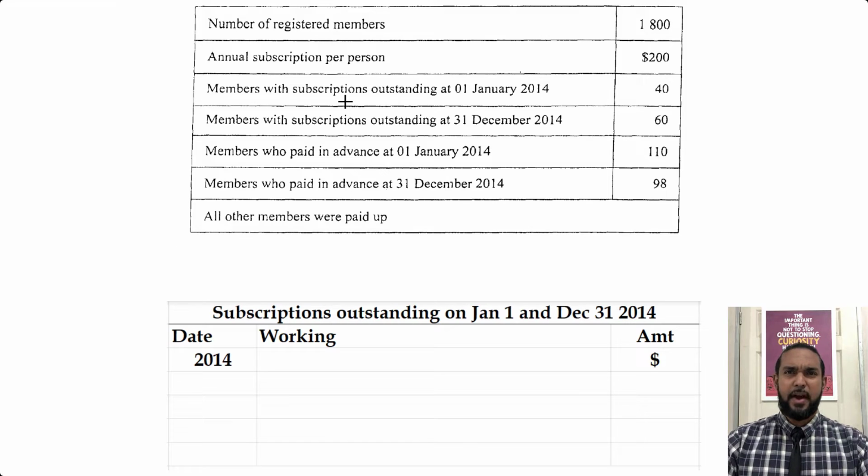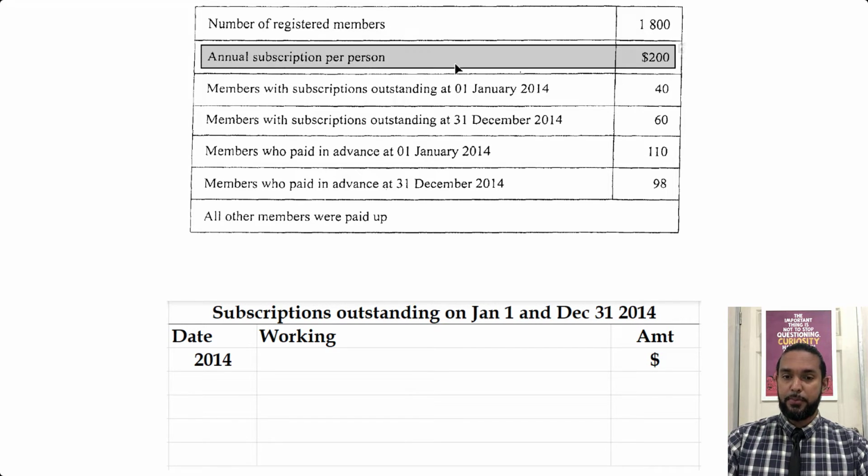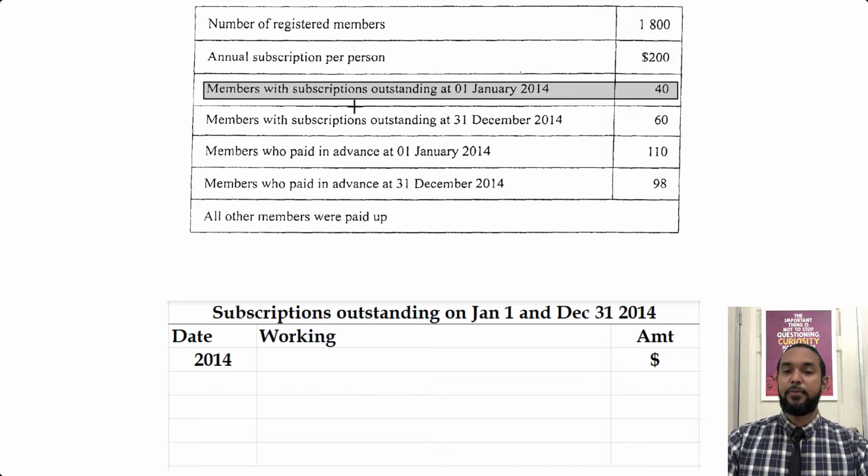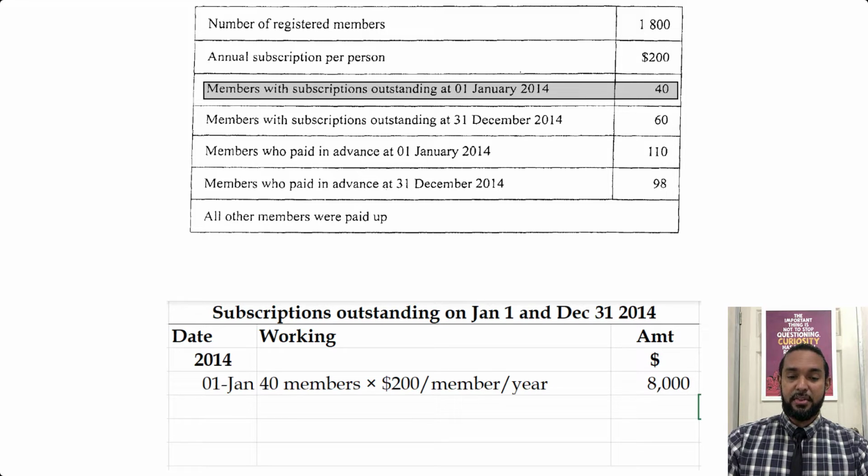Okay, so this is more of a maths question than it is an accounting question. Let's deal with the members who have subscriptions outstanding first, right? First things first, the annual subscription per person is $200. At the start of the year, there are 14 members who have not yet paid their subscriptions. So all we have to do, if we come down here to the little worksheet, is multiply 14 by 200. And that's going to give us $2,800 worth of outstanding subscriptions at the start of the year.